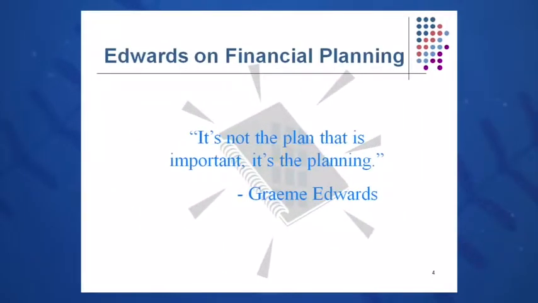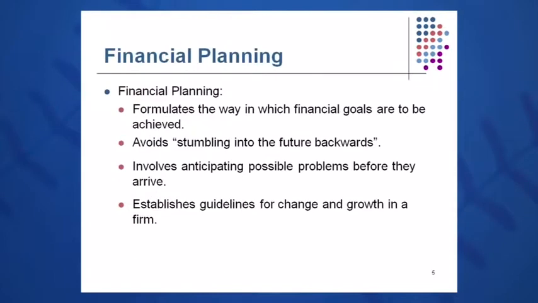We will develop a plan. It may take the form of a book or a package or a series of slides, but it's not the plan that's important, it's the planning. Financial planning looks at the way we will attain our financial goals in the future. That may be the 1-year budget target. That may be a 5-year set of plans. It helps us avoid stumbling into the future backwards. We want to know where we're going, and the financial plan will help us get there.